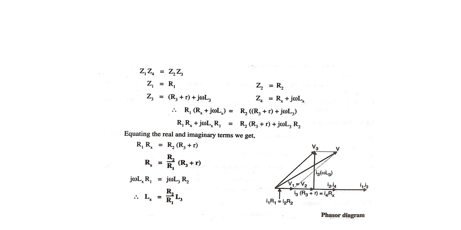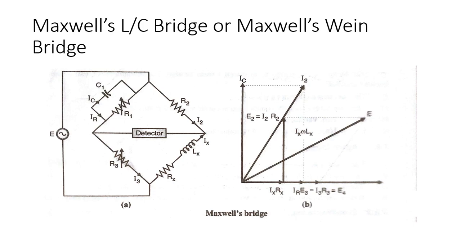Okay, so this Hay's bridge we have calculated now. Okay, so Maxwell bridge also calculated. Now we have to calculate the equation for Maxwell's LC bridge. Okay, so this is also called Maxwell's Wien bridge. Okay, so Wien bridge we have not yet seen, we will see afterwards, maybe in the next lecture. Okay, or if it is possible we will cover that in this lecture as well, no problem. Okay, so let us see Maxwell's LC bridge over here.